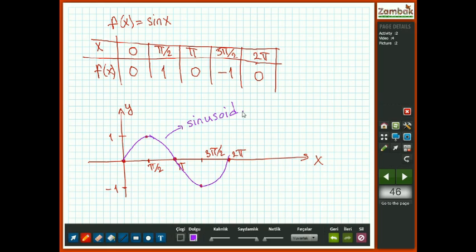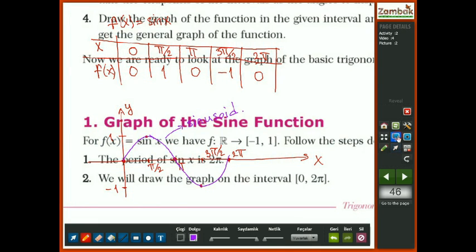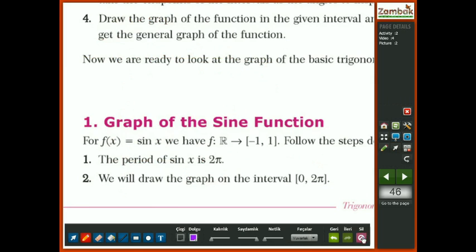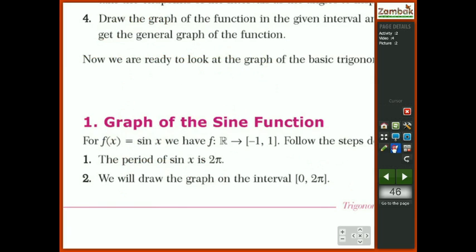Now let's continue. Let's watch an interesting video about the sine function.